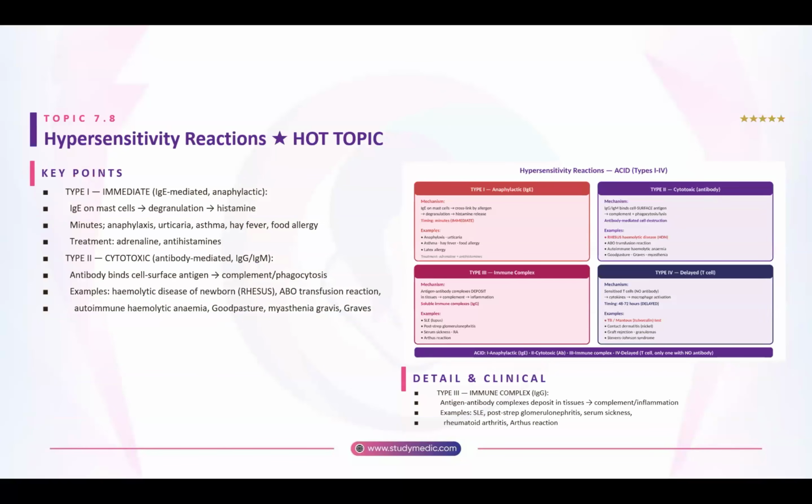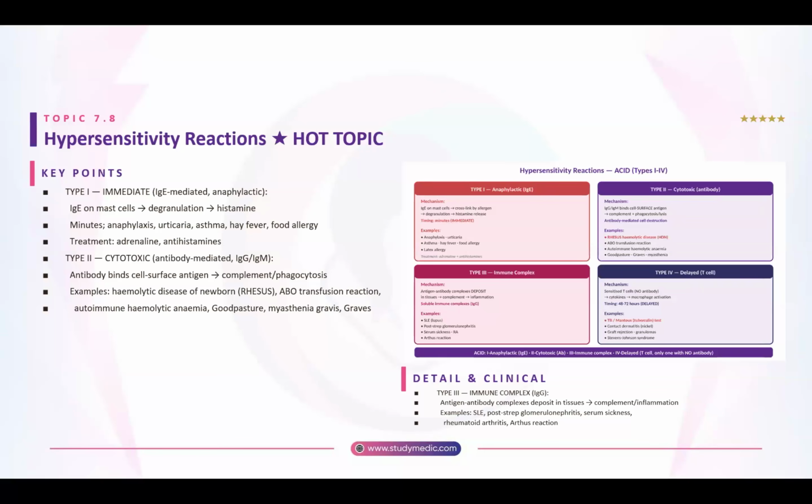Coming to hypersensitivity reactions. Hypersensitivity reactions is another area that is seen in exams. We have four different types of hypersensitivity. We have type 1, type 2, type 3 and type 4. Type 1 is your immediate response. It is IgE mediated. It is anaphylactic. IgE is present on the mast cells. This causes degranulation and release of histamine. This occurs within minutes. Classical examples are anaphylaxis, urticarias, asthma, hay fever, etc. The treatment of choice is going to be adrenaline and antihistamines.